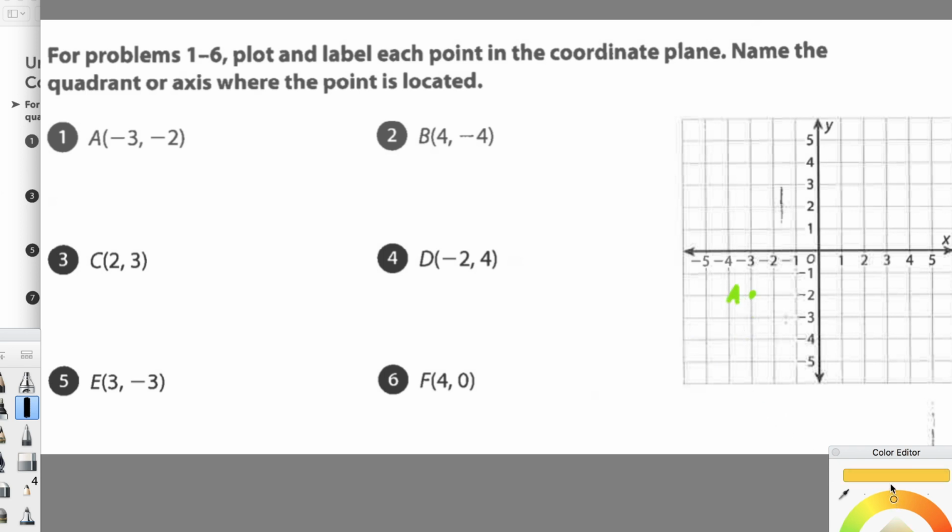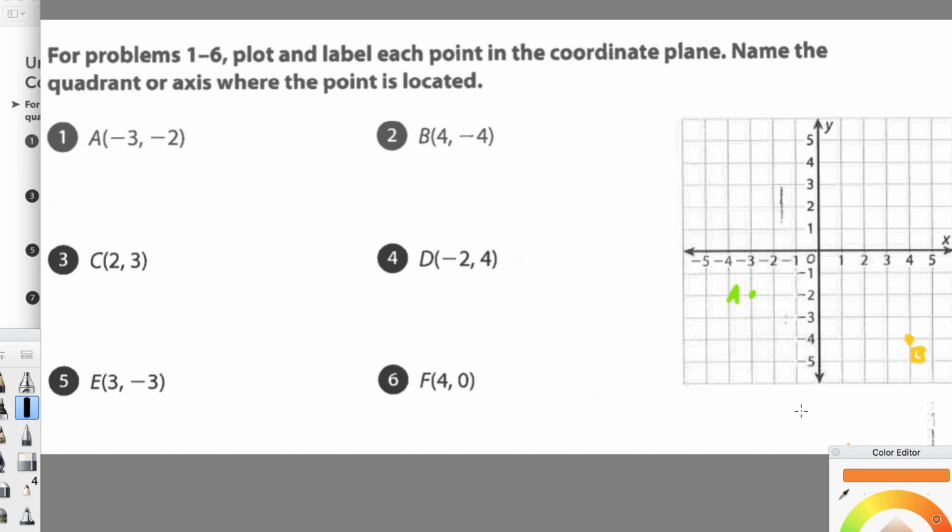Now let's go to letter B. 4, -4. So I go in the middle, and again, my first number is 4. So where's my 4? Left or to the right side? I always start off left or right. 4 is to the right side, so I'm going to go this way. Now from here, where's my -4? Is it up here or is it down here? It's down here. So this would be my letter B.